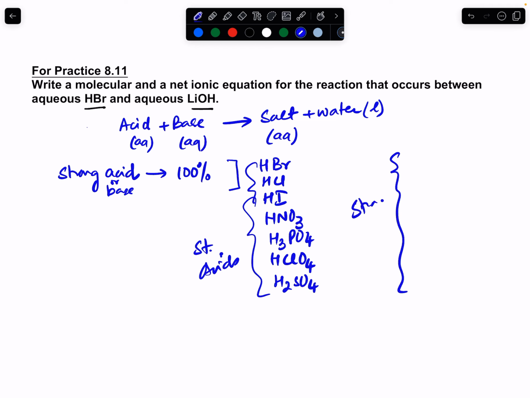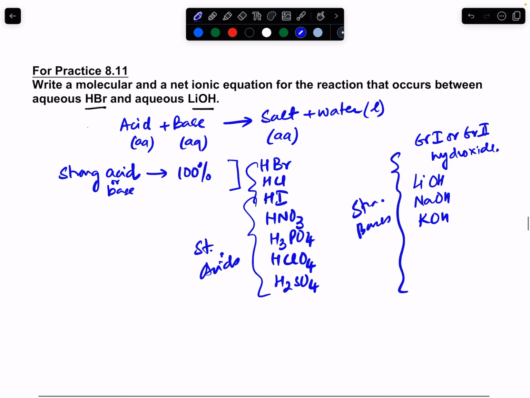Now, strong bases would be any group 1 or group 2 hydroxide. If we look into group 1 or group 2 hydroxide, it's a strong base. So what we mean by that is group 1 will be any element in group 1 of the periodic table. So we're looking at LiOH, NaOH, KOH, and so on. Okay. Group 2 would be Ca(OH)2, Ba(OH)2, and so on. Okay. So these are the strong ones.